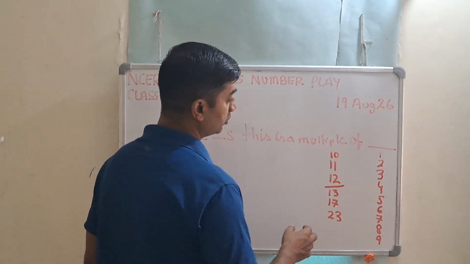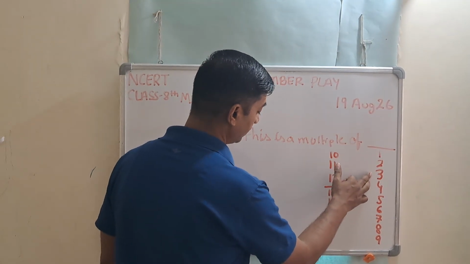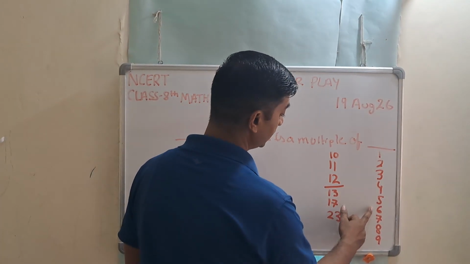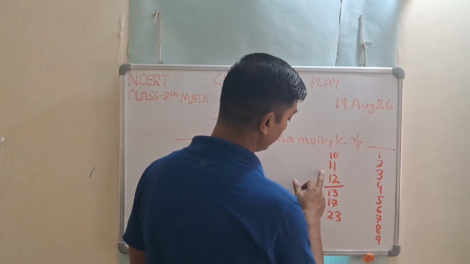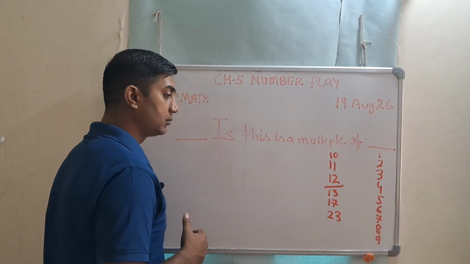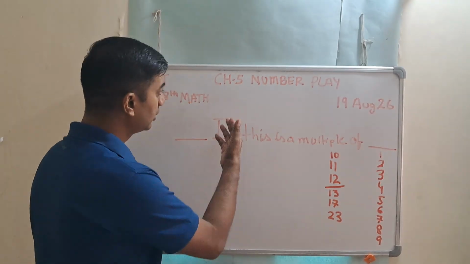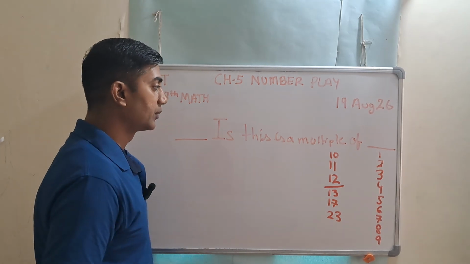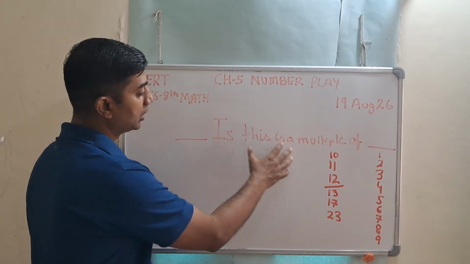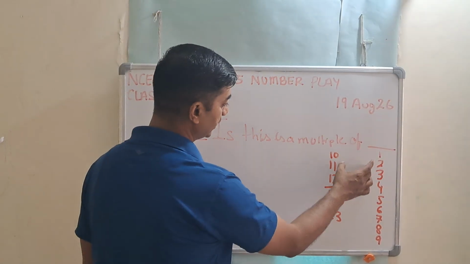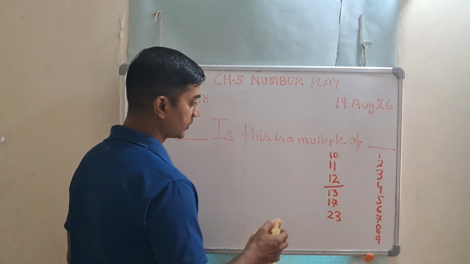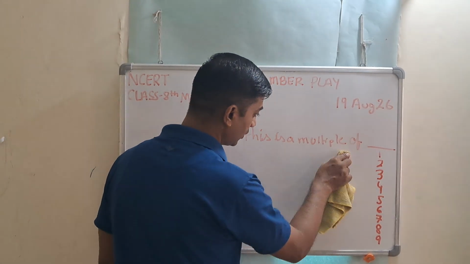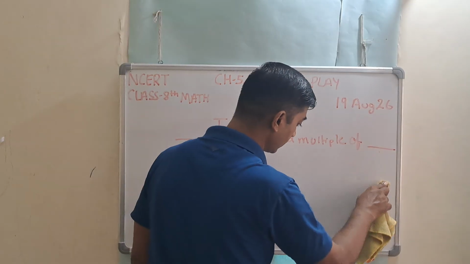Now, how to find out whether any number is a multiple of 2, of 3, of 4, of 5, 6, 7, 8, 9, 10, 11, 12. There are some methods that we will see in this chapter. The complete chapter is about how you will identify whether a particular number is a multiple of these numbers. The particular term used is the divisibility rule, meaning the divisibility rules of these numbers, which we will see.